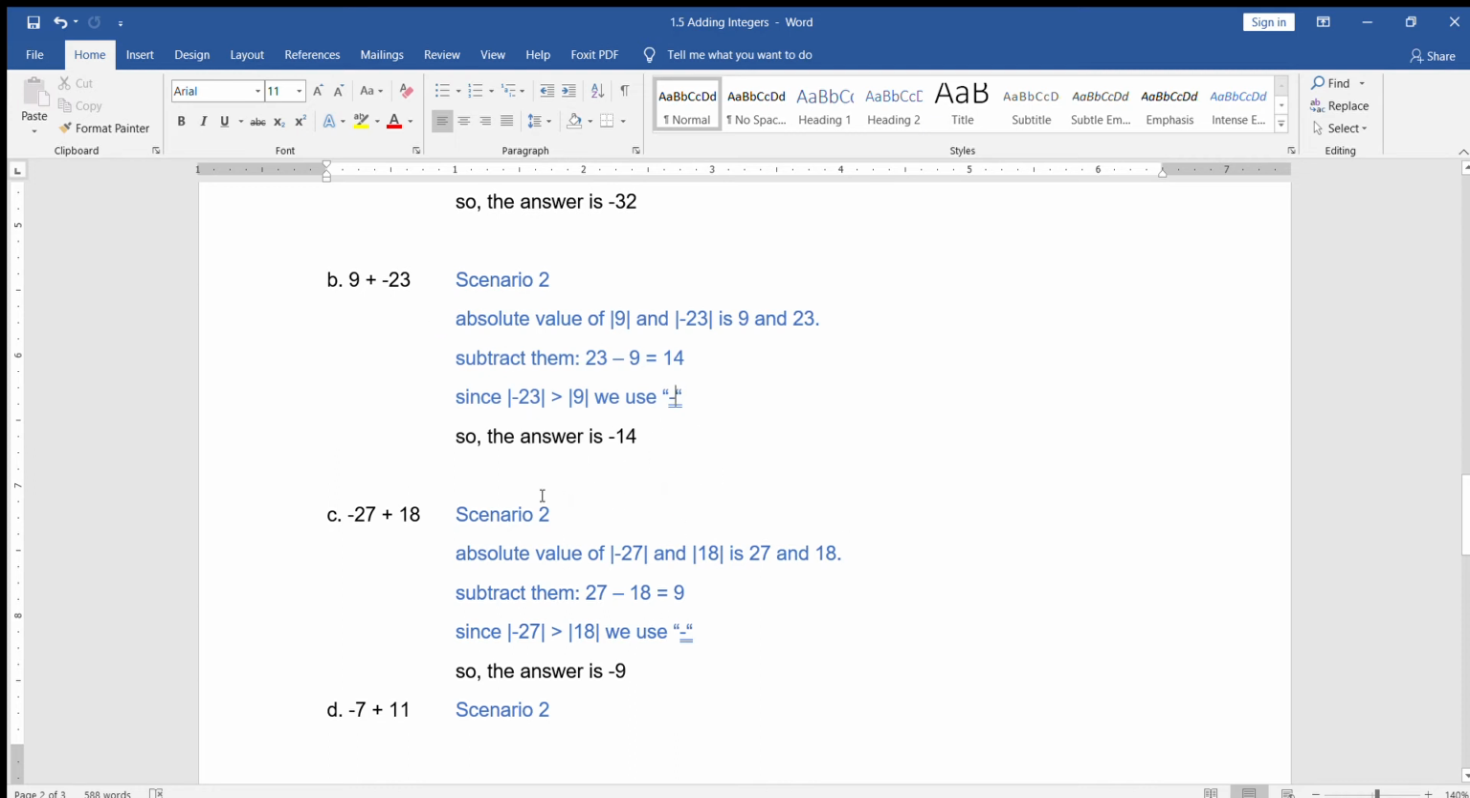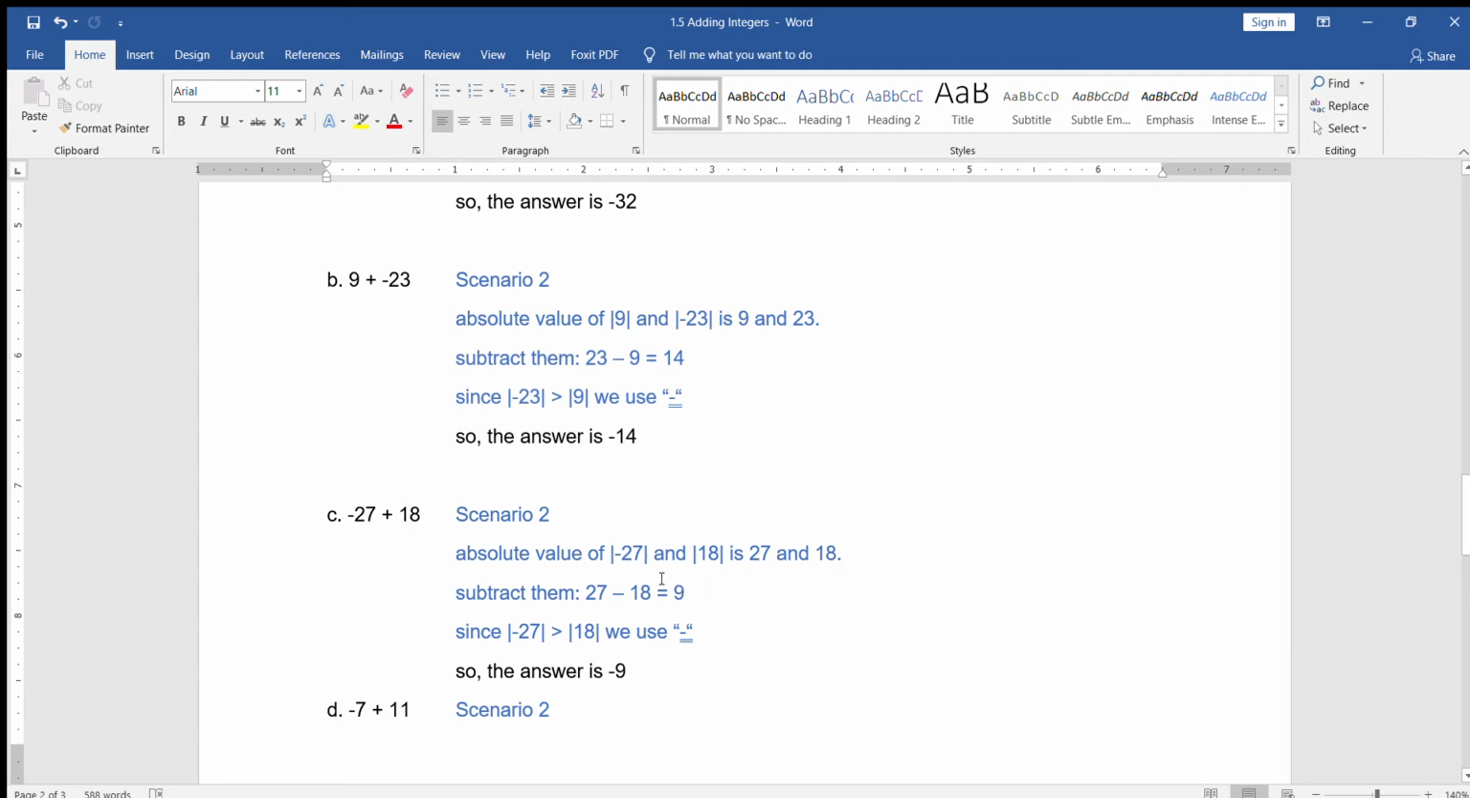So let's do C. We have negative 27 plus 18. Again, they're different signs, so we're going to use scenario 2. Find the absolute value of both numbers. The absolute value of negative 27 is 27 and the absolute value of 18 is 18. Now we're going to subtract them. Again, your bigger number goes first, and your smaller number goes to the right. We're going to subtract 27 minus 18, and hopefully you get 9.